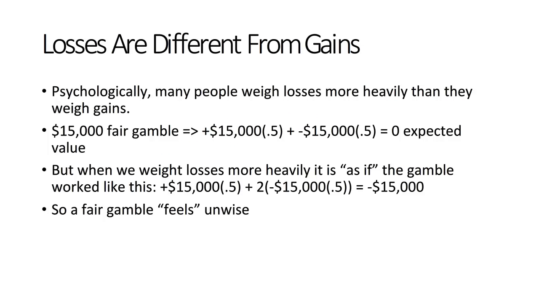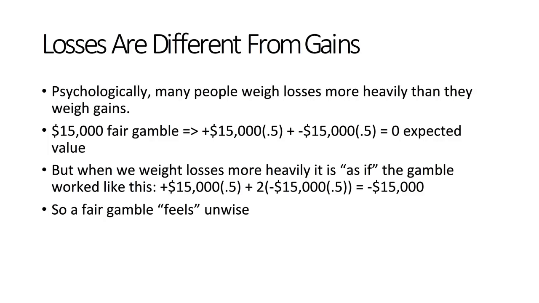Psychologically, risk-averse people weigh losses more heavily than they weigh gains. The $15,000 fair gamble described here has an expected value of 0. Look at the calculation. Plus 15,000 weighted by its probability of 0.5 added to minus 15,000 weighted by its probability of 0.5 yields an expected value of 0.